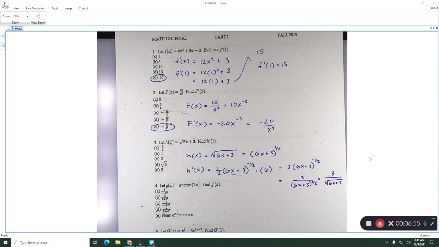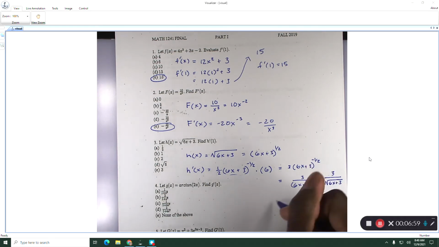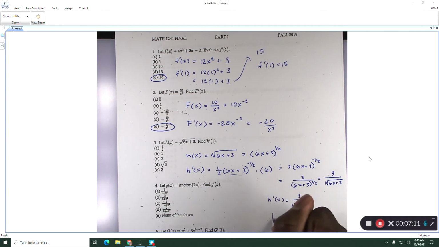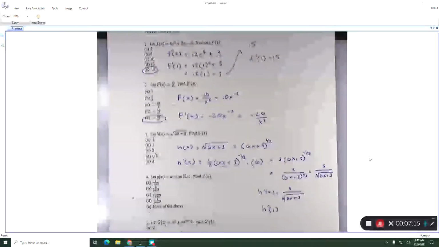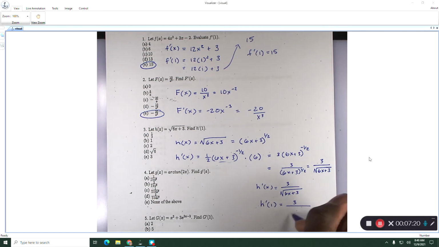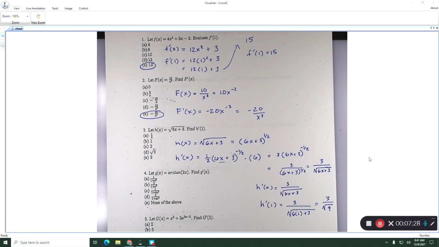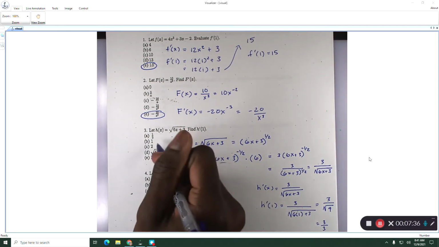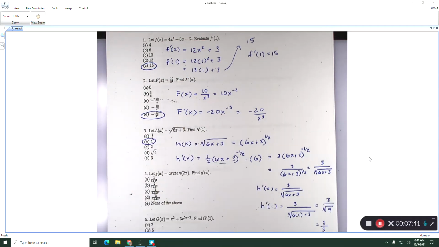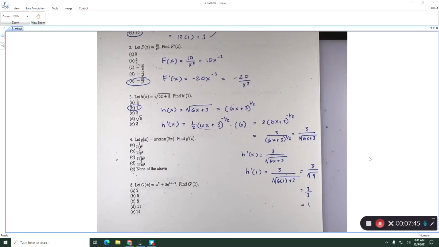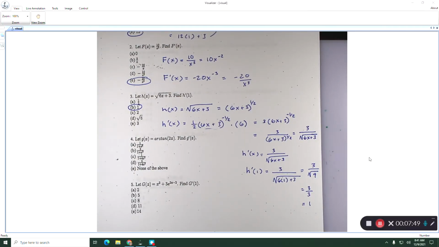Now, we haven't finished the question. It wants us to find h prime of 1. So I'm just being very explicit. This is equal to 3 over the square root of 6 times 1 plus 3, which is 3 over the square root of 9. That's going to give us 3 over 3, which is equal to 1. Okay, you don't have to show this much detail. This is just for review purposes, okay?